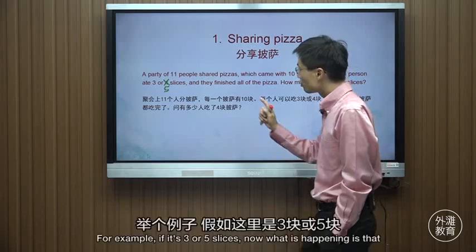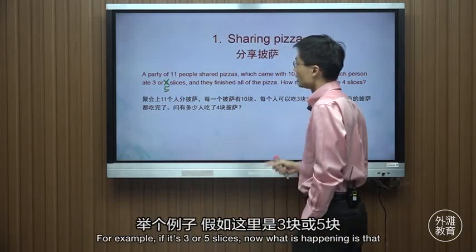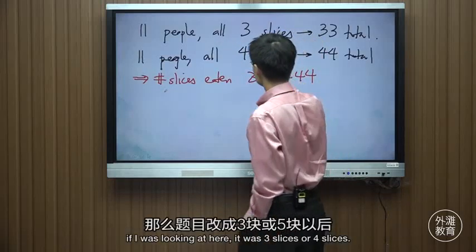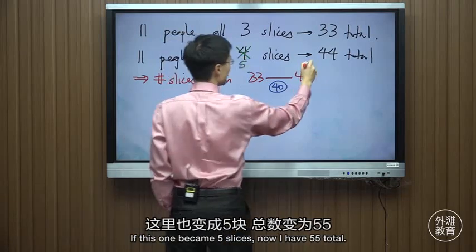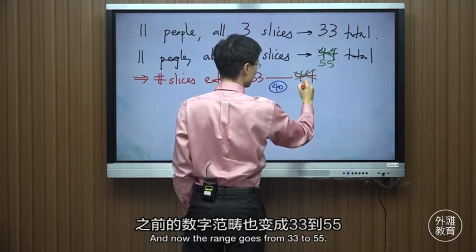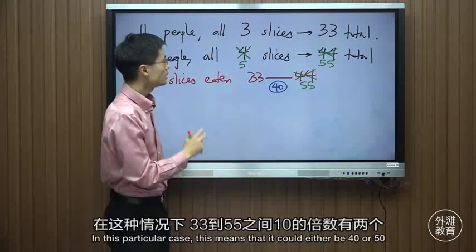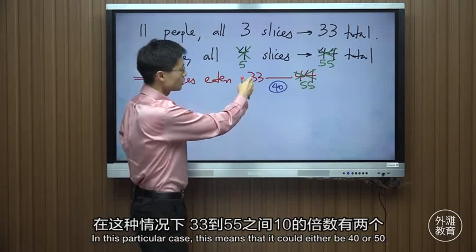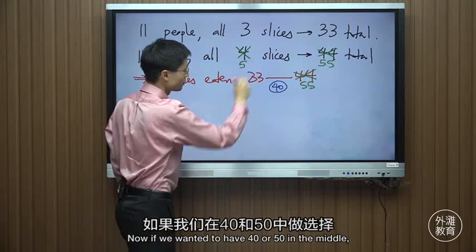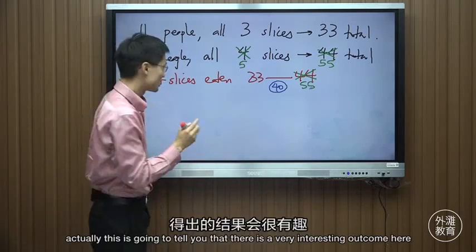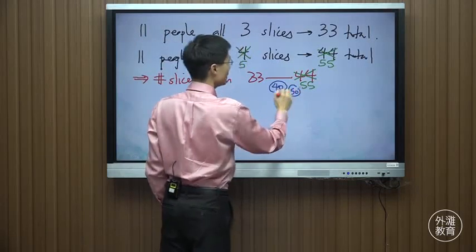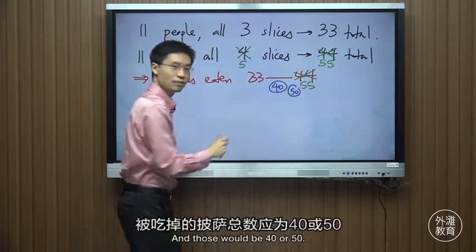For example, if it's 3 or 5 slices, now what is happening is that if I was looking at here, it was 3 slices or 4 slices. If this one became 5 slices, now I have 55 total. And now the range goes from 33 to 55. In this particular case, this means that it could either be 40 or 50 in the middle. Now, if we wanted to have 40 or 50 in the middle, this is going to tell you that there's a very interesting outcome here, which is the number theory that I'm talking about. This tells you if this was a 5 and this was a 55, those would be 40 or 50.